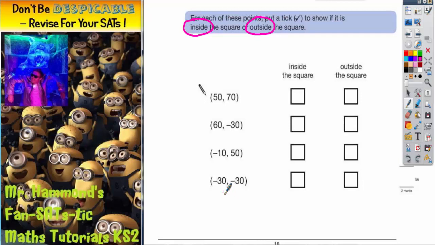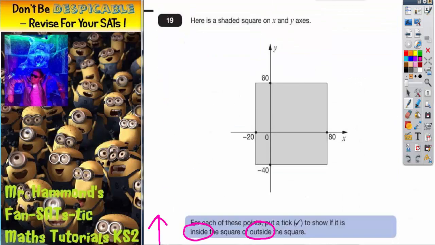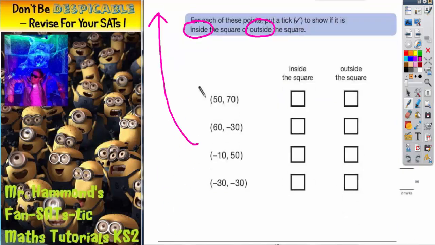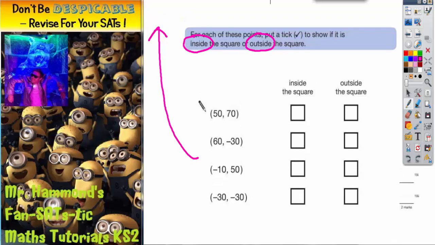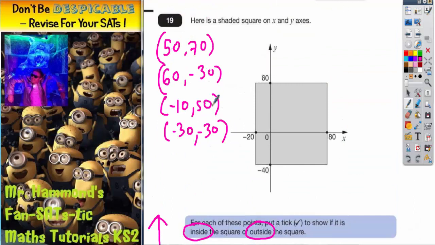Now to make it easy for me to explain to you, I'm going to rewrite these points up here, simply so that I don't have to keep scrolling between the picture and the points. So let's take those points and pop them up here. And now we can focus on the points in the picture at the same time. So 50 and 70, 50 across, 70 up.